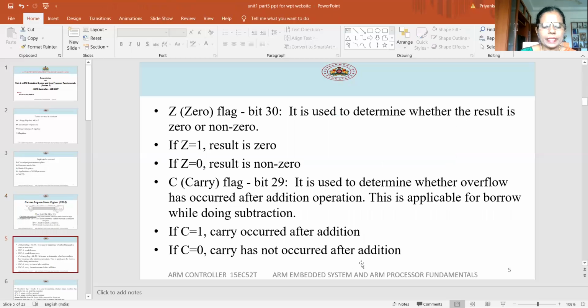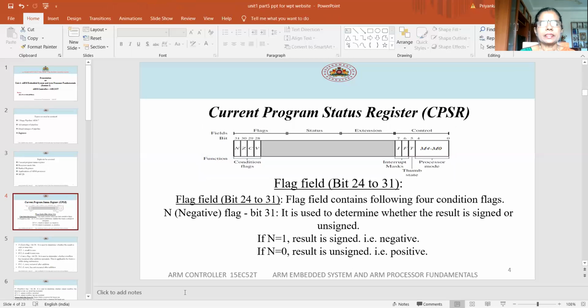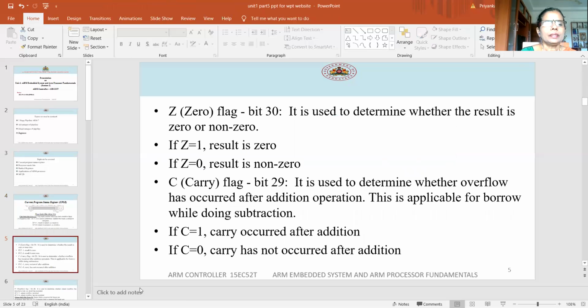So the next bit is Z. Remember, 30 is Z, 29 is carry and 28 is overflow. So the Z flag is bit number 30. It is used to determine whether the result is 0 or non-zero. After addition or subtraction, whether we get an output value of 0 or non-zero is given by the zero flag. If Z is equal to 1, the result is 0. If Z is equal to 0, the result is non-zero.